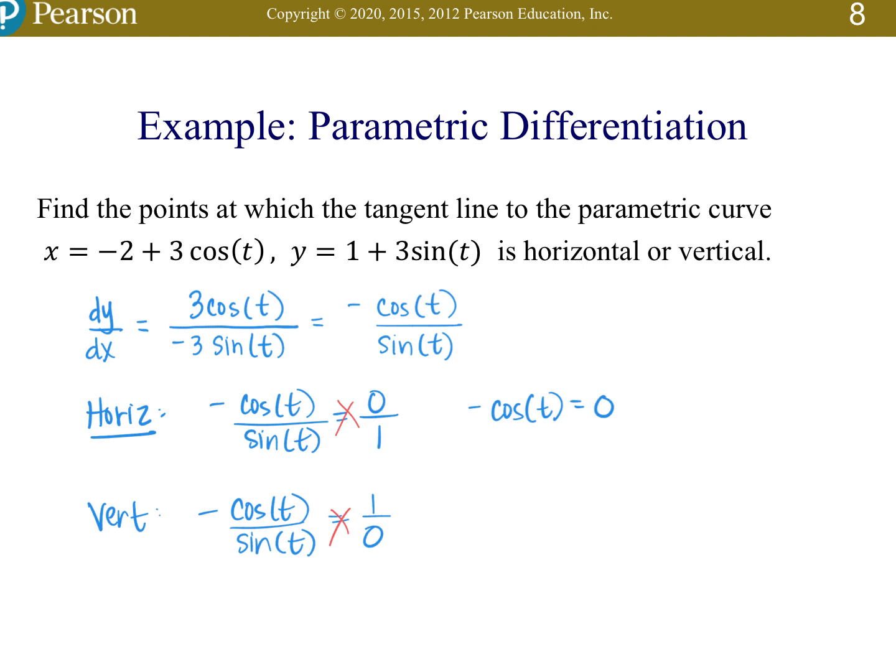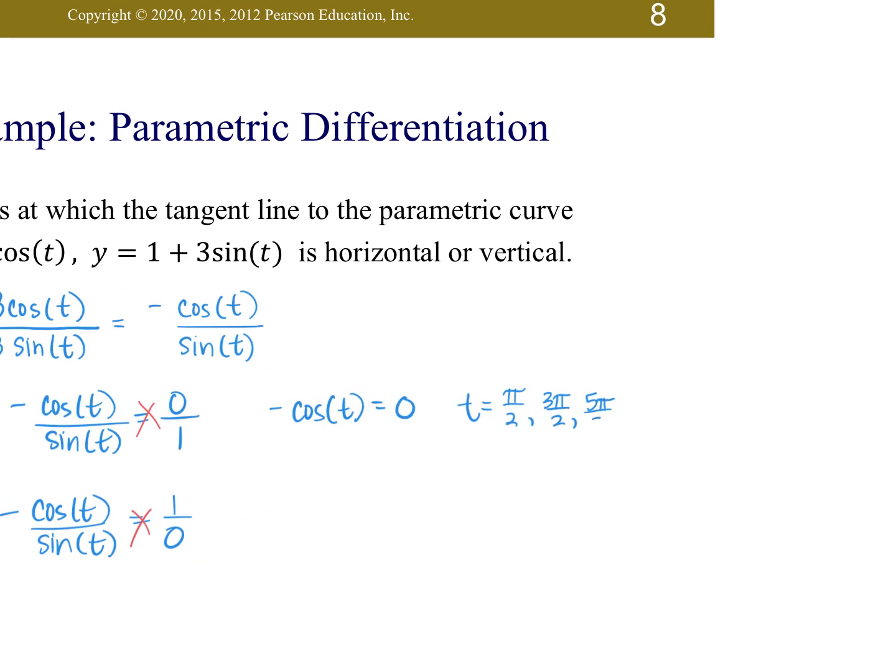And that's going to happen multiple times. It's going to happen every moment that our time is equal to pi over 2 would be the first one. And then it's going to happen again at 3 pi over 2. And it's going to happen at 5 pi over 2. And so to generalize that, it's going to happen at k pi over 2, where k is an odd number. So every time we come up to an odd value, we will have a horizontal tangent.